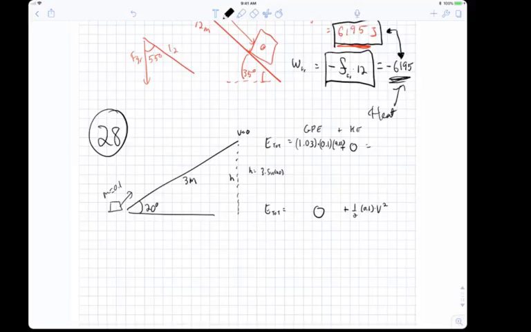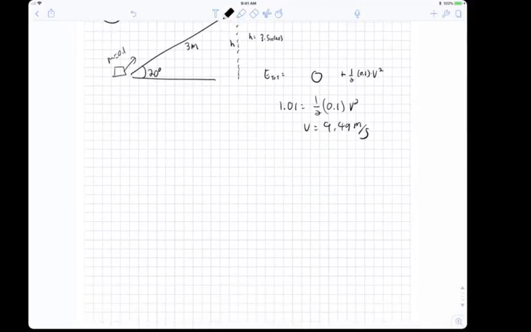So we know the total energy of the system is 1.01 joules. Times 2 divided by 0.1. Square root answer. 4.49 meters per second. This is how you do it. Conservation of energy.